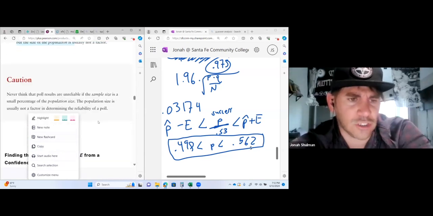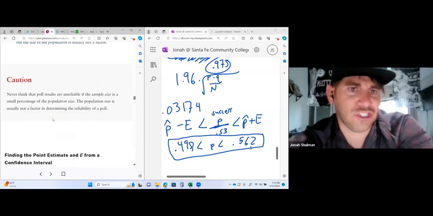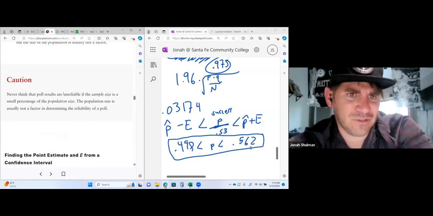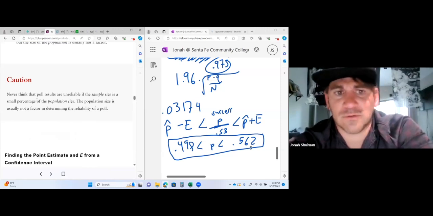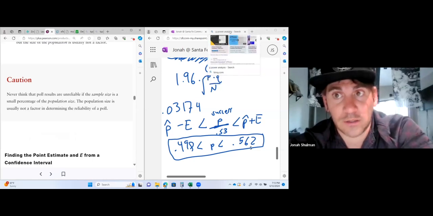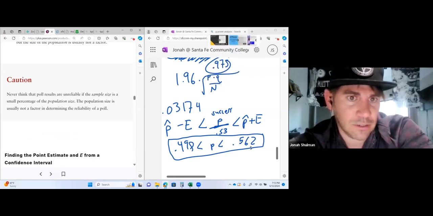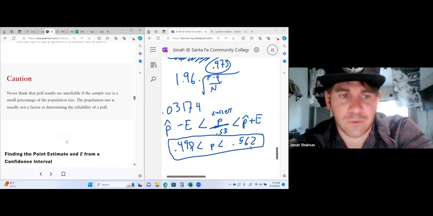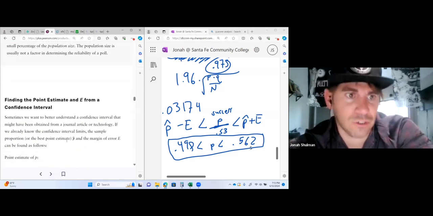Okay. Caution, caution, caution. Never think that a poll's results are unreliable if the sample size is small. As I keep saying with G-power analysis, it could actually be really small as long as it's done the right way. It'll tell you exactly how many people you need. The population size is usually not a factor in determining the reliability of a poll. That is true.